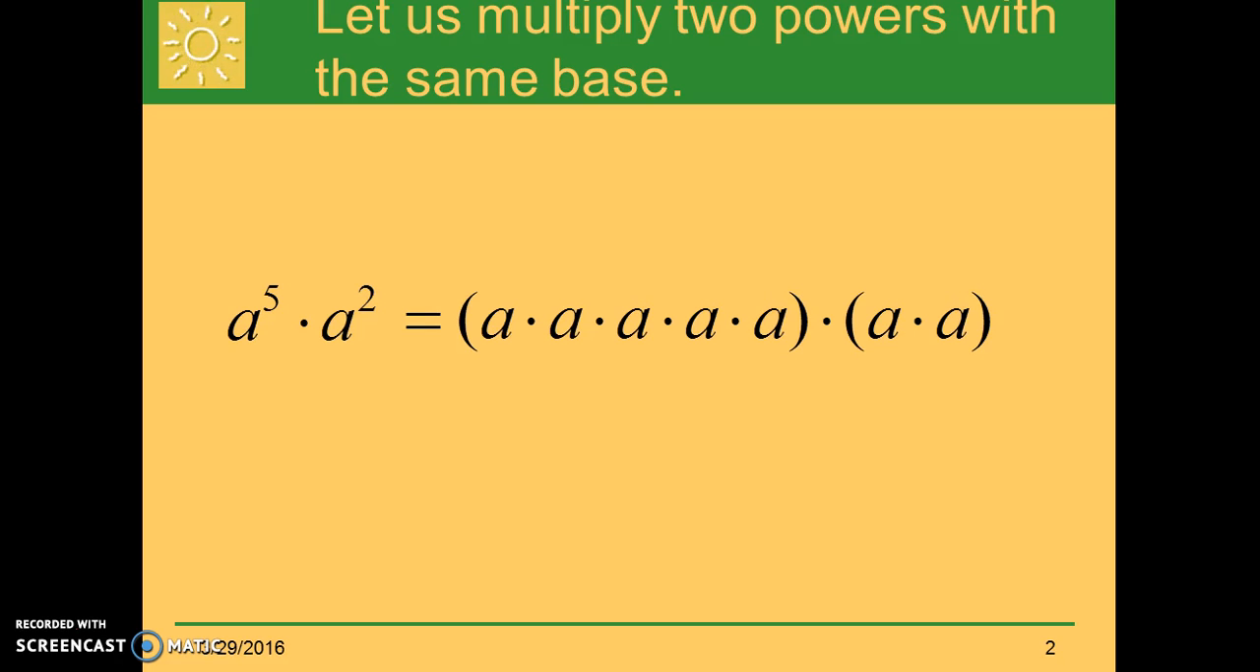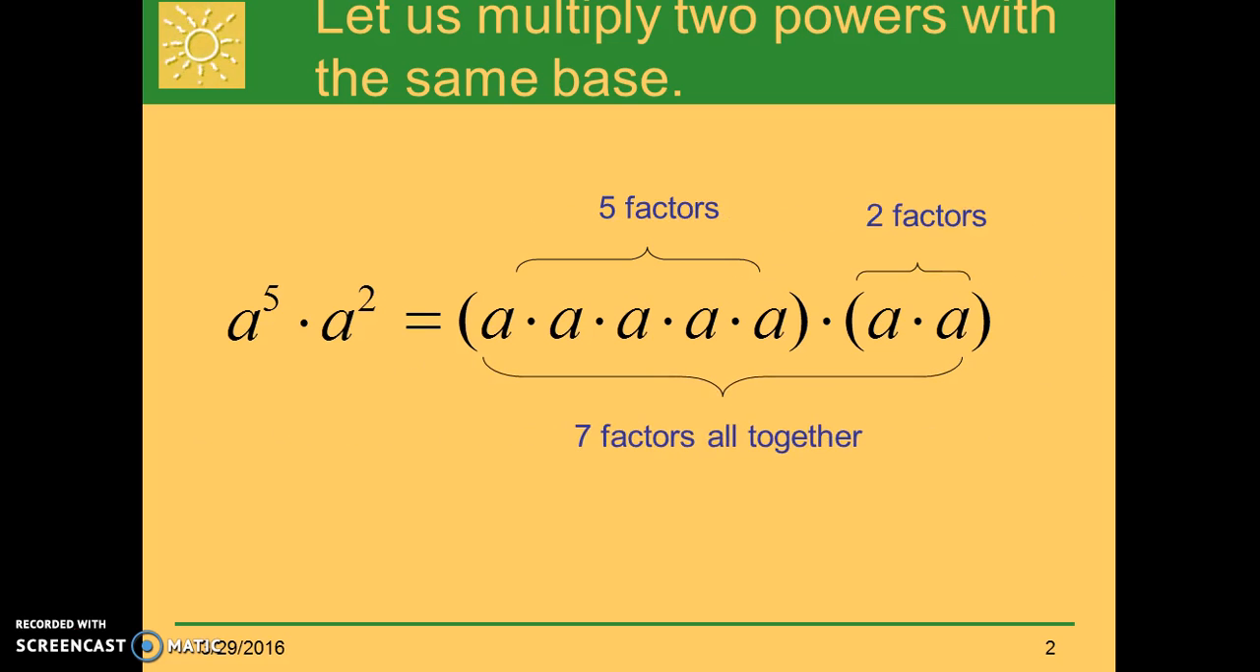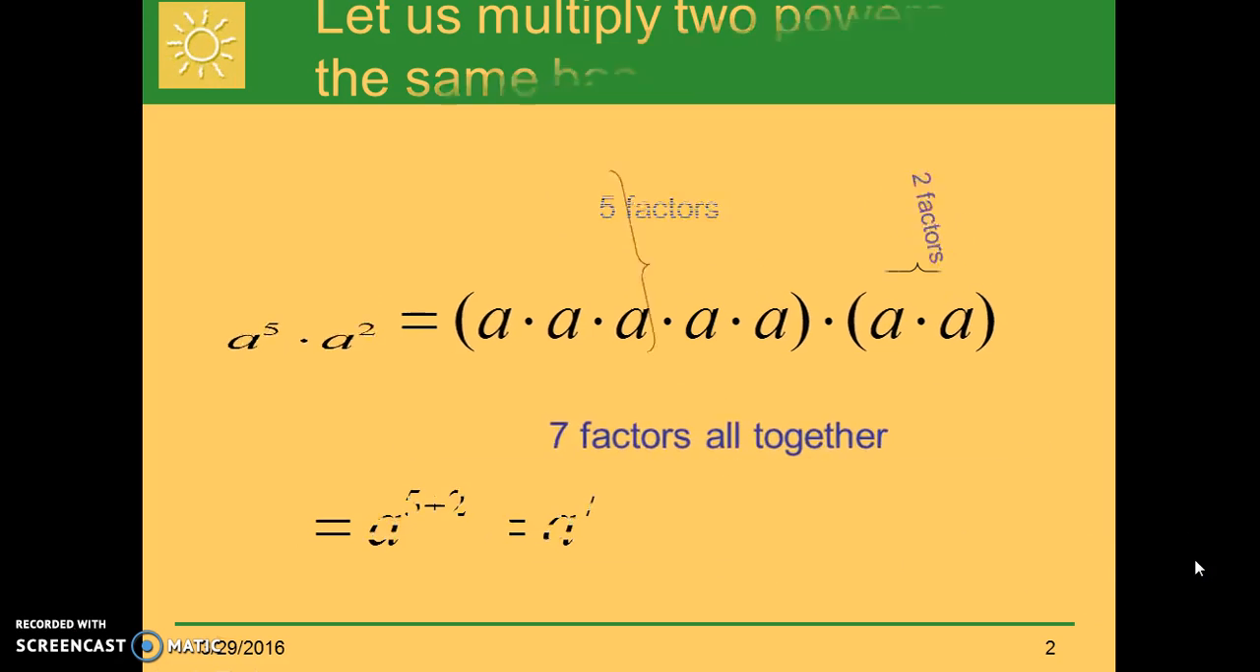So if I'm taking 5 a's times 2 a's and I'm multiplying that all together, well, essentially you can just count how many a's there are, and you can see that there are 7 a's. So 5 factors here, 2 factors here, all together makes 7 factors. So therefore, the answer, or a simplified version of a to the 5th times a to the 2nd, would be a to the 7th, which you can see simply comes from simply adding the 5 and the 2 together. Okay, so that's how our first rule works.